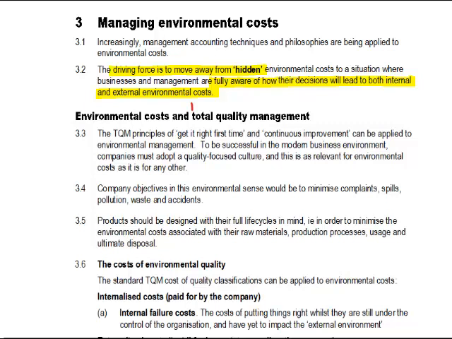The first one is total quality management. Remember, we looked at TQM principles, things like getting it right first time and continuous improvement. Now, it's not a big step to think about how we can actually apply that to environmental management. Clearly, the objectives of the company here in an environmental sense would be to minimise things like complaints, oil spills or other spills, pollution, waste, and of course accidents.